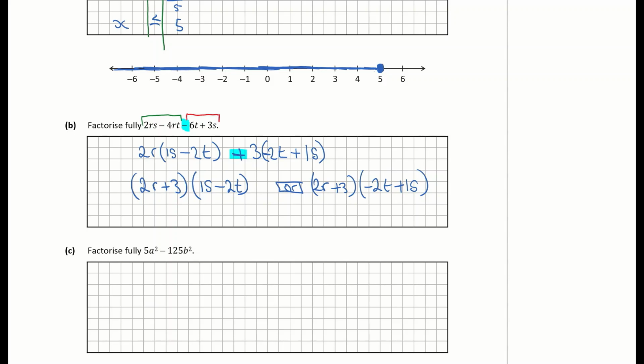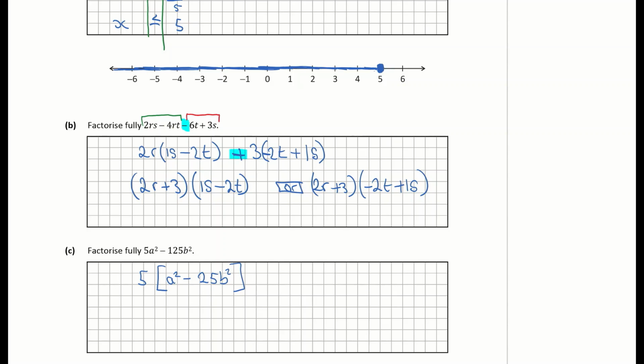Part C was a tricky enough difference of 2 squares, perhaps. I'm sure you can probably spot the difference of 2 squares here because there's squares and a negative. But first of all, notice that there's something common to both of them. Both of them are divisible by 5. So I'm going to first of all factorize out the 5. So that can become 5 multiplied by a squared minus 25b squared, because if I multiply in that 5, I get back to where I was.